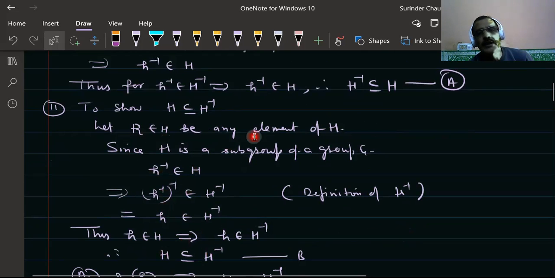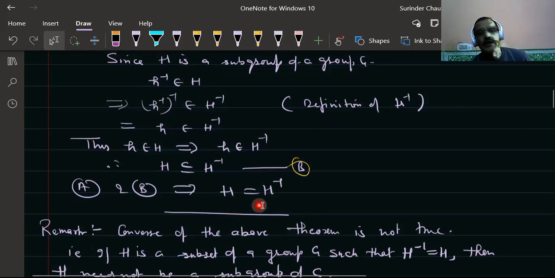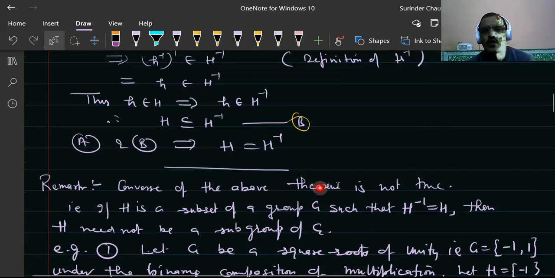From the first and the second parts, A and B, both together imply H is equal to H inverse if H is a subgroup of G. But the converse of this theorem is not true. That is, if H is a subset of G such that H inverse is equal to H, then H need not be a subgroup. We are supporting this with an example.